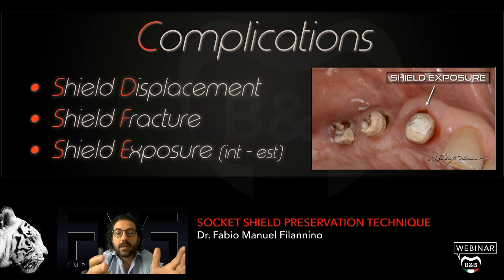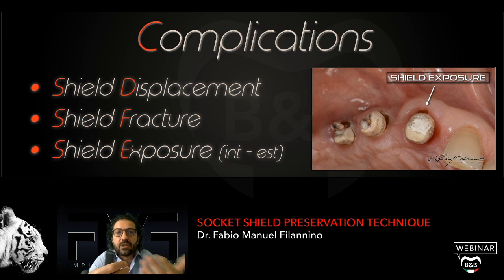The shield can be displaced during the procedures or later, but later that is going to happen if we are not careful to check how stable the shield was. So in the literature, if the shield is stable and well trimmed and the apex is right, and we insert the implant in a good way, the technique is very predictable.